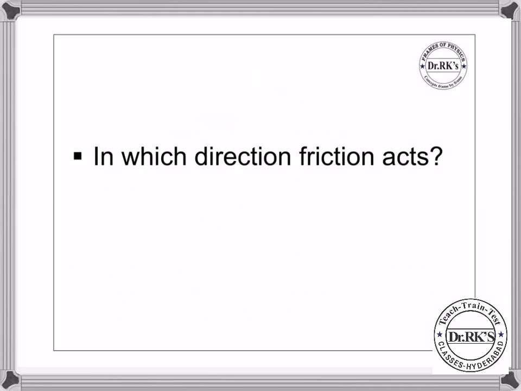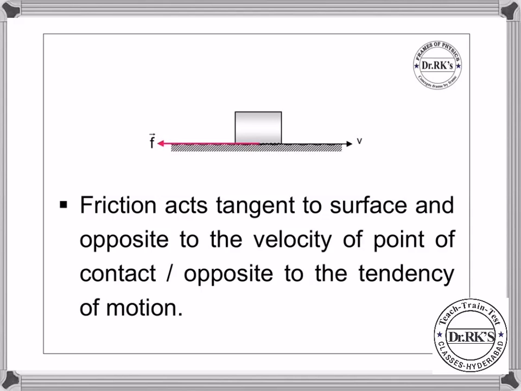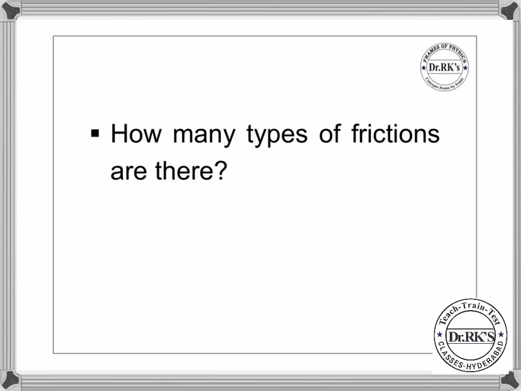In which direction does the friction act? Friction acts tangent to the surface. This is the tangent to the surface, and friction is opposite to the velocity of the point of contact. Let us say at this point the velocity of the point is towards the right, then the friction acts towards the left. And we can also say that it is opposite to the tendency of motion.